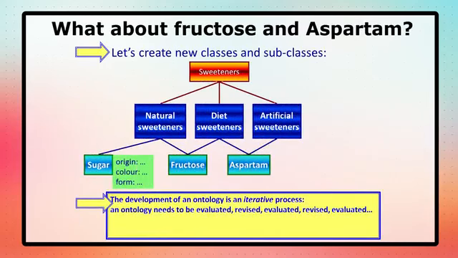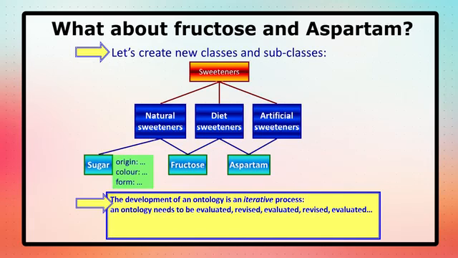Sweeteners. If I say sweetener, which makes things sweet, how many kinds can there be? Natural sweeteners, dyed sweeteners, artificial sweeteners. Natural sweeteners means sugars, fructose. Fructose is also used as a dyed sweetener. Aspartame is also a dyed sweetener, and both are artificial sweeteners. So sweetener is the more generalized, more generic term used for sugar.